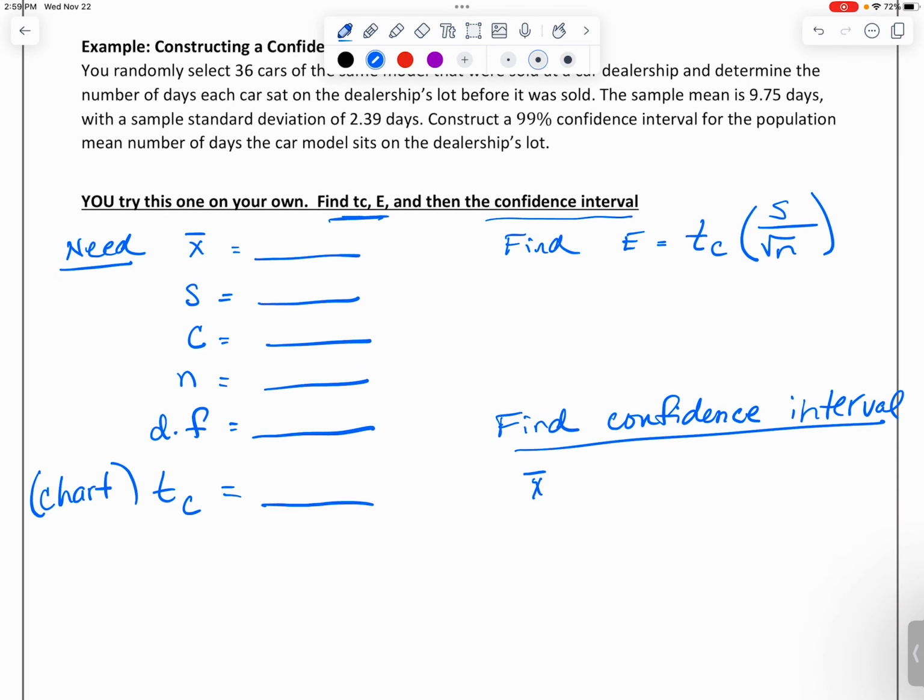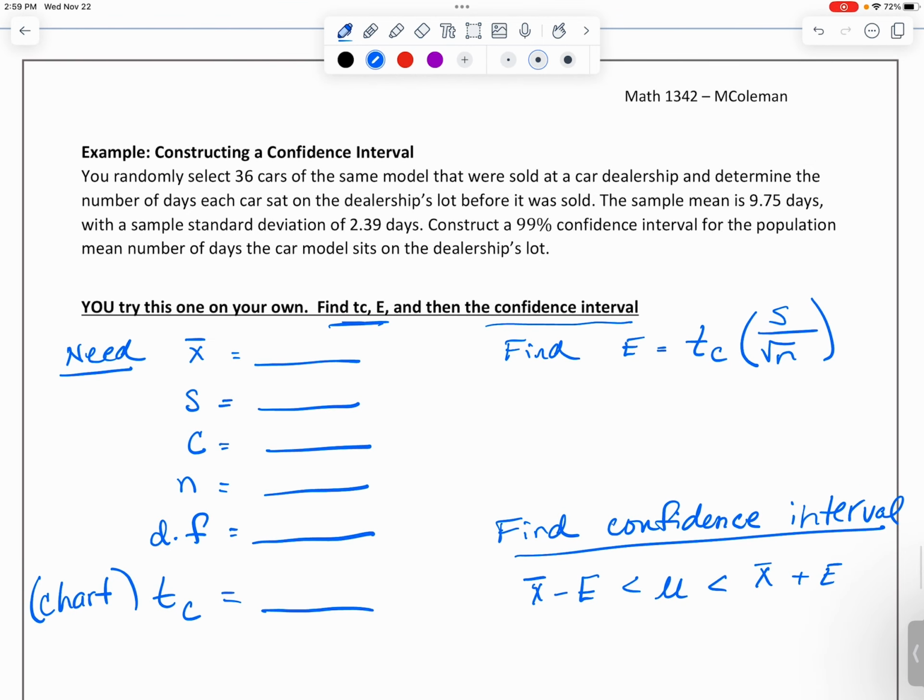And that's going to be your x bar minus e and x bar plus e. And if you read the problem, it says you randomly select 36 cars from the same dealership. The sample mean is 975 days, and the sample standard deviation is 2.39. This time you're going to do a 99% confidence interval for the population for the number of days.